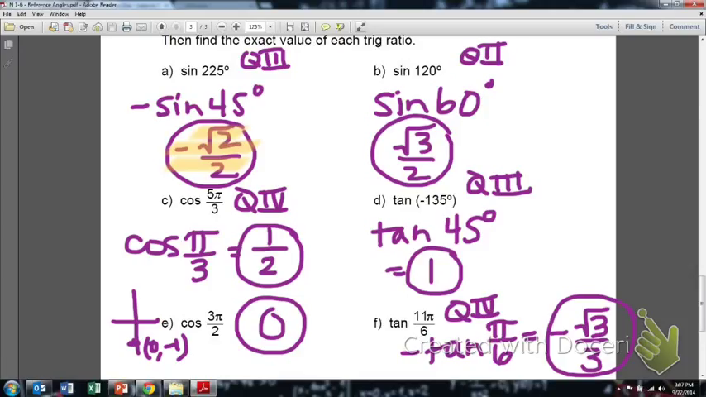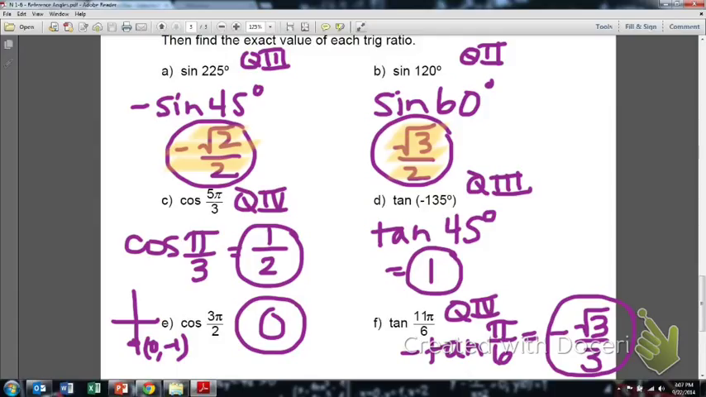120 is in quadrant 2. In quadrant 2, sine's positive. And 120 is a multiple of 60. So its reference angle is 60. So it's going to be positive sine of 60. And the sine of 60 is square root of 3 over 2.